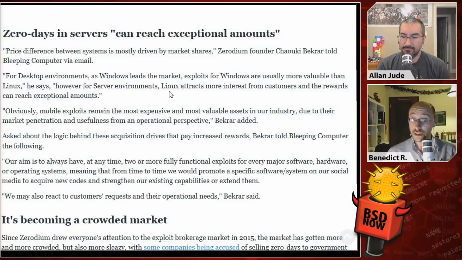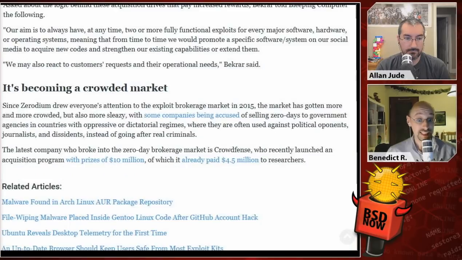So the acquisition price of a submitted 0-day is directly tied to its requirements in terms of user interaction, as Alan said. Other factors include the exploit reliability, like its success rate, the number of vulnerabilities chained together for the final exploit to work, since more chained bugs mean more chances for the exploit to break unexpectedly, and the OS configuration needed for the exploit to actually work, like is SELinux activated or not. Exploits are valued more if they work against default operating system configs, because some people just install the default operating system and don't care about tweaking it or securing it. You know those folks. So 0-days in servers can reach exceptional amounts, whatever that means.